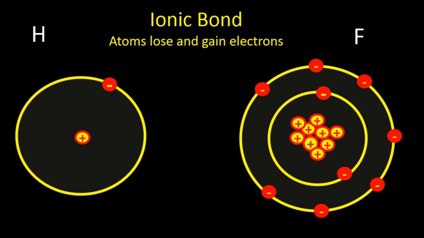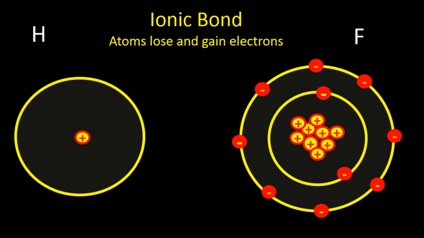Another way is an ionic bond, and in this case, atoms both lose and gain electrons. So on the left, we have a hydrogen with 1 valence electron. On the right, a fluorine with 7 valence electrons. But in this case, the hydrogen is just going to donate or give its electron to the fluorine. And since the hydrogen has lost an electron, it becomes more positive, and since fluorine has gained an electron, it becomes more negative. And here we have 2 ions, a positive and a negative, and that is going to bond together and form a new molecule.